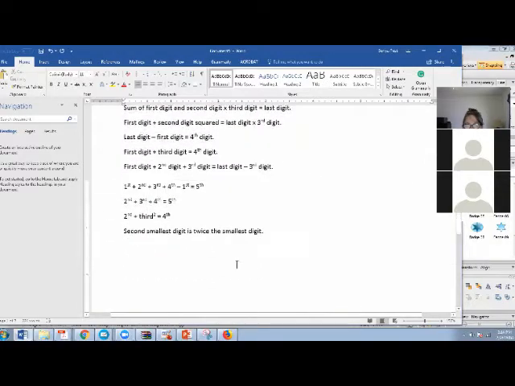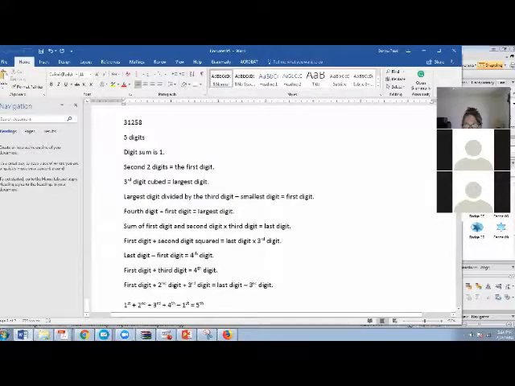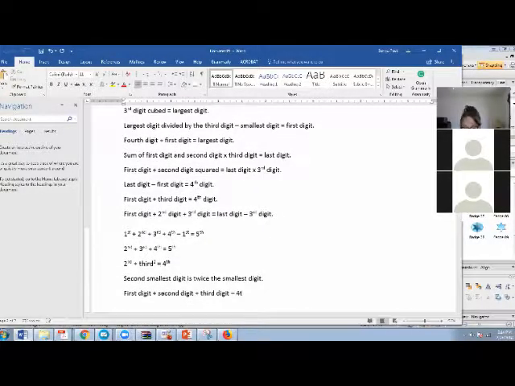Okay, so the first digit plus the second digit plus the third digit. Okay, first digit plus second plus third. Yeah. Minus the fourth digit equals the second digit. Hold on. Equals the second digit.